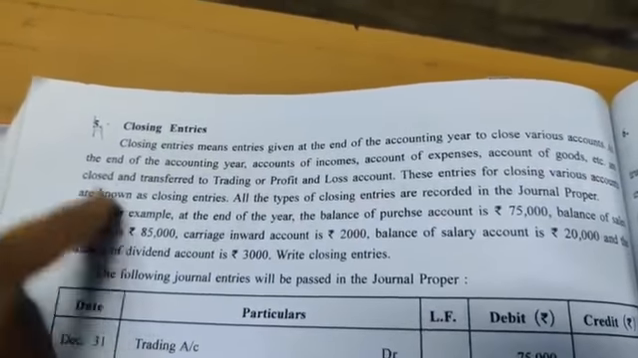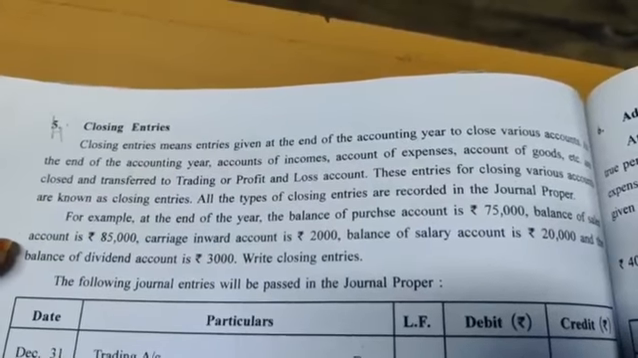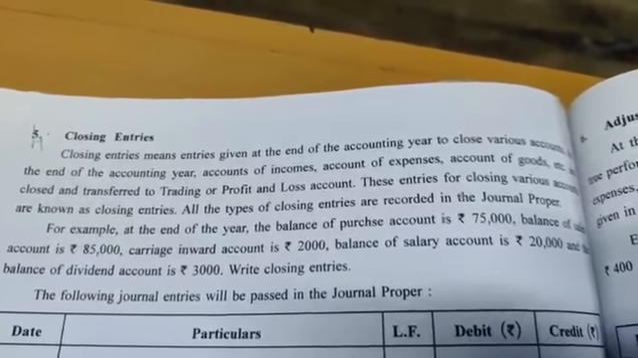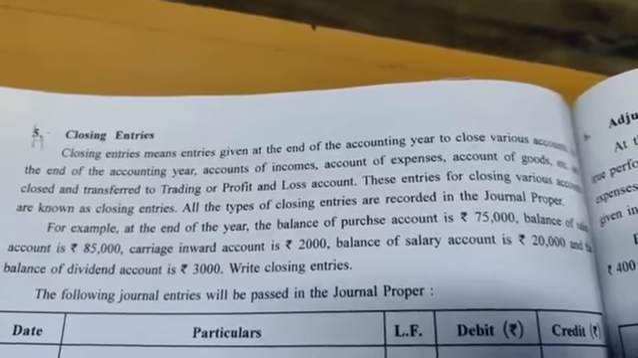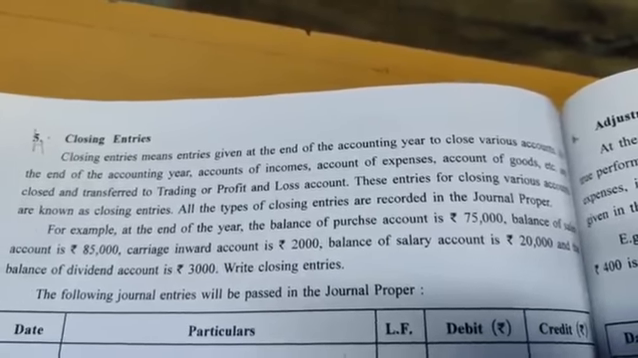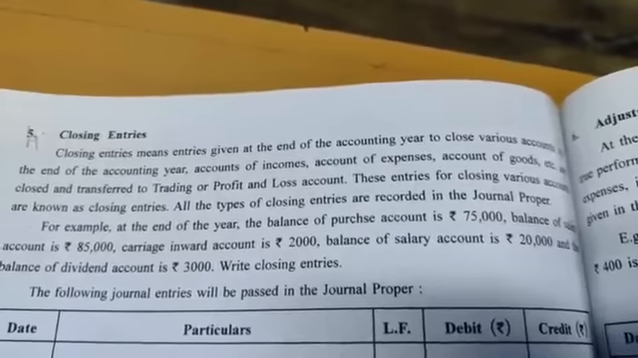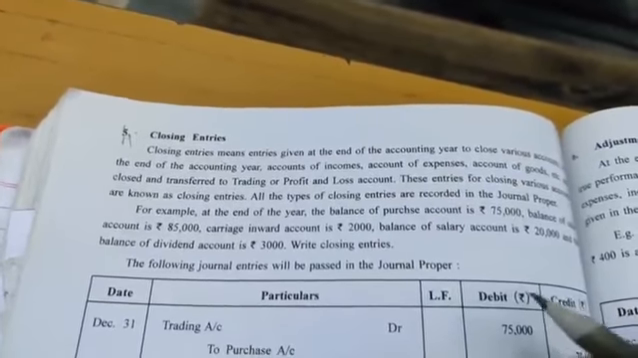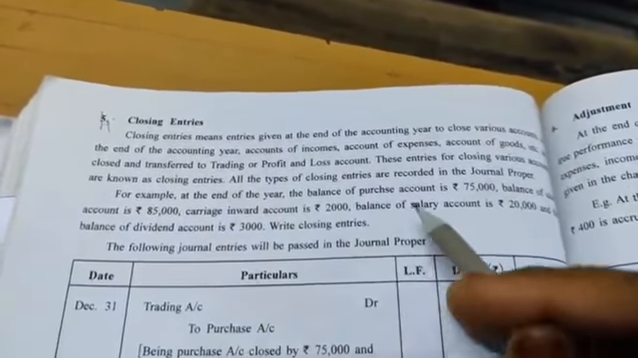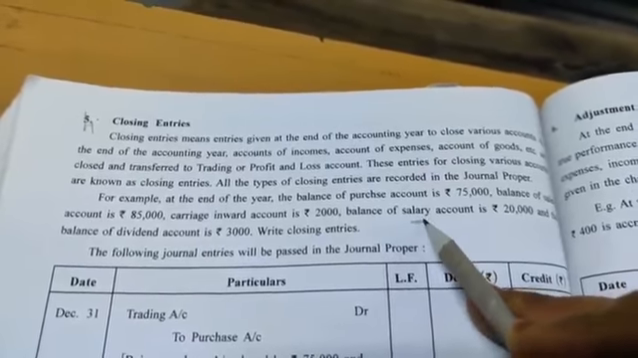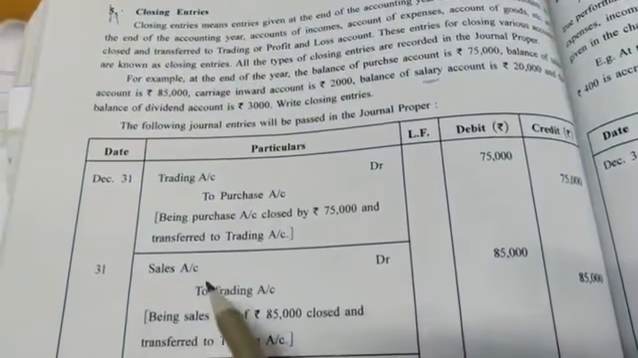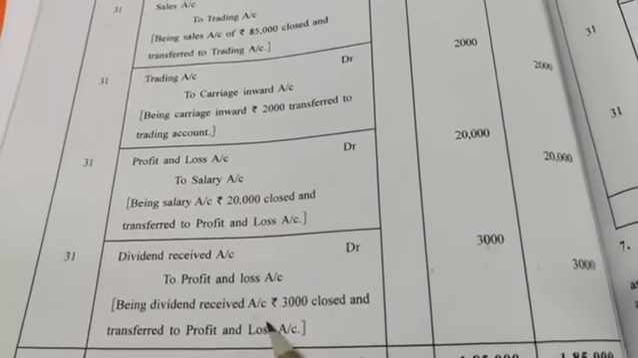For example, they have given here purchase account, then sales account. So these will be transferred. The total purchases will be transferred to trading account. The total amount of sales will be transferred to trading account. Carriage inward will be transferred to trading account. Balance of salary will be transferred to P&L account. The things related to purchase and sales will come to trading account. Salary is of an employee, so it will come to P&L account. In the same way, dividend is an income, so it will come to P&L account. So here: trading to purchase, sales to trading, trading to carriage, P&L to salary, dividend to profit and loss.